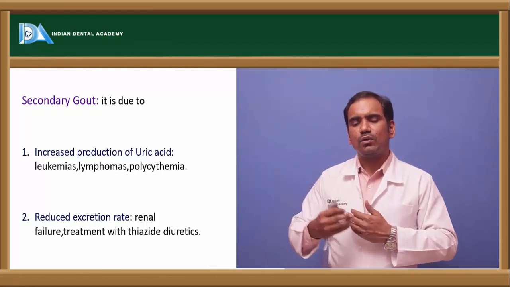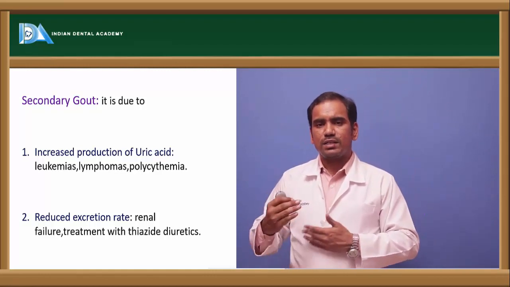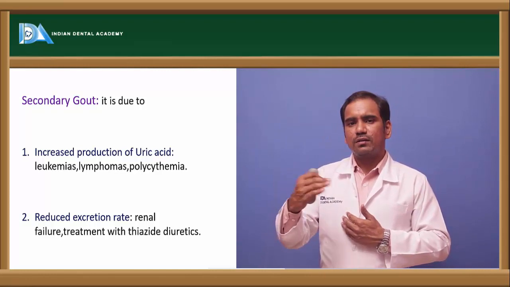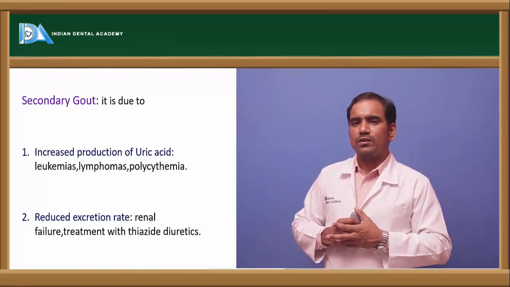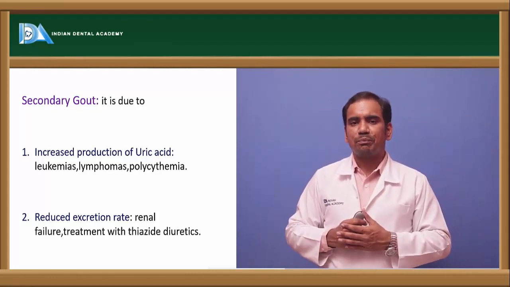That nucleotide turnover results in the increased production of uric acid. Right? So there is increased degradation of nucleotides, and that results in the synthesis of an excess amount of uric acid. So that's how increased production of uric acid results in secondary gout.